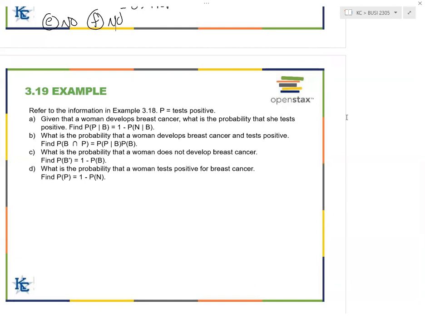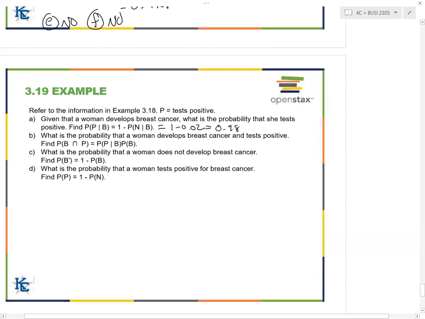Refer to the information in example 3.18. P equals test positive. Given that a woman develops breast cancer, what is the probability that she tests positive? We want to find the probability of P given B, which equals 1 minus the probability of N given B, because you can't test negative and positive. So this is 1 minus 0.02, which equals 0.98.